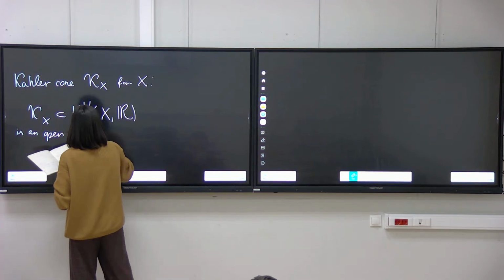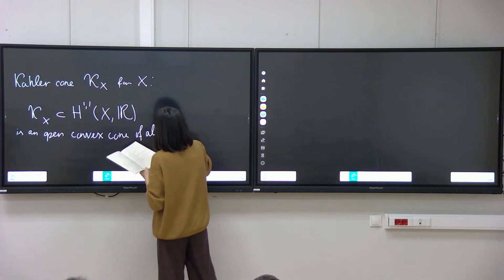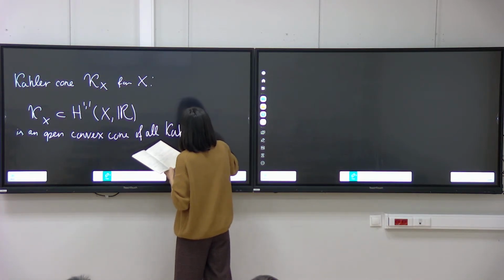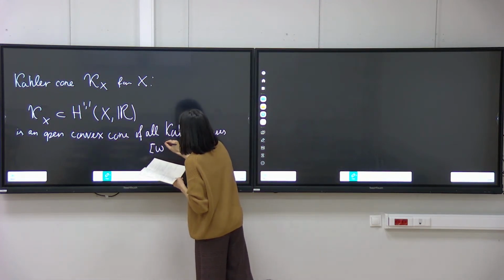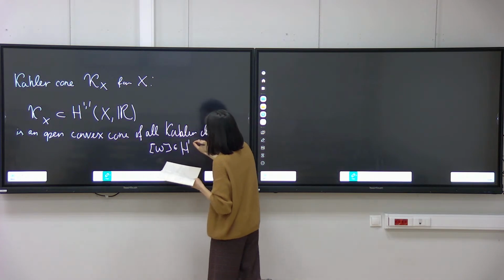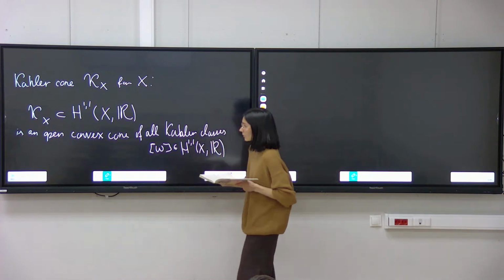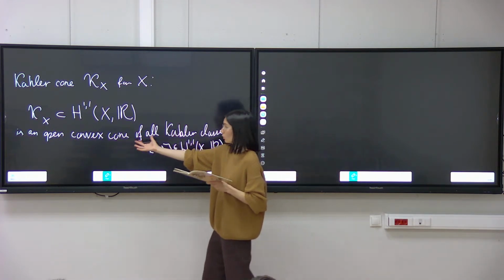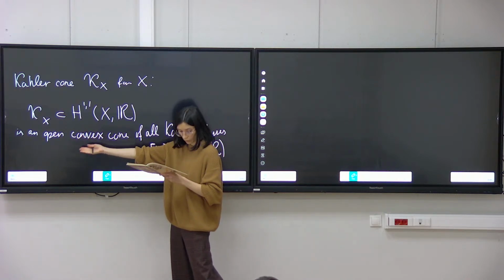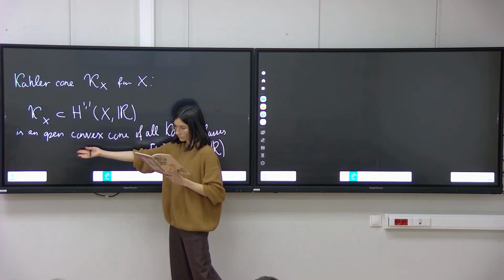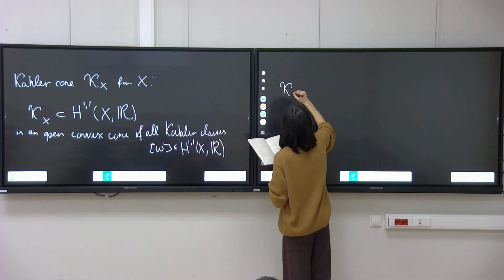and this is in fact an open convex cone of all Kähler classes that live in the (1,1) part. Right? So we can just consider the cone that corresponds to Kähler classes. And this is an open convex cone. We can always define it.